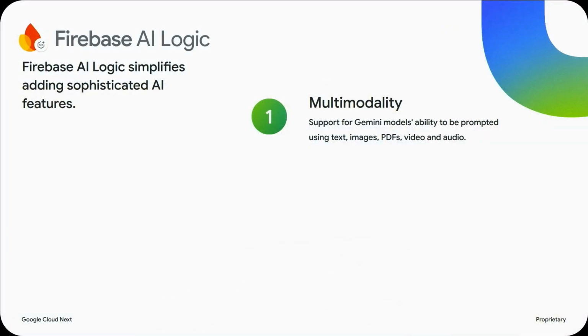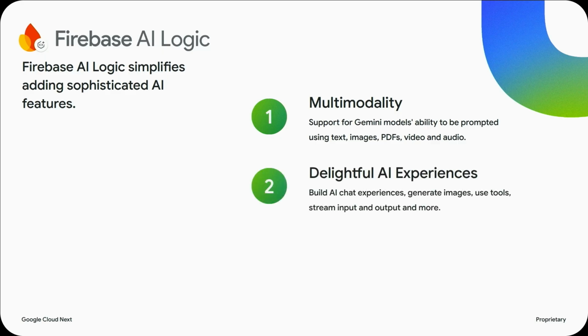Firebase AI Logic supports Gemini's ability to query with text, images, PDFs, video, and audio. It enables delightful AI experiences for users, making it simple to implement things like chat and image generation. You can even easily use tools and streaming input and output.